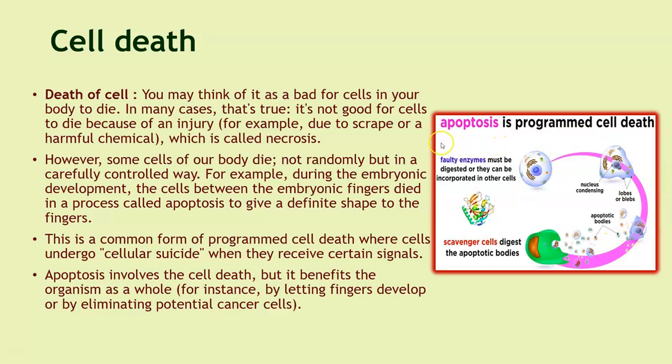So here is the image. It tells you apoptosis is programmed cell death. You can see here you have the cell which is normal. Now the faulty enzymes must be digested or they can be incorporated into another cell. So this is a cell which is of no use now to the body. So here it undergoes its stages of self-destruction, and finally you have the scavenger cells which digest the apoptotic bodies. So the cell is eliminated from your body.